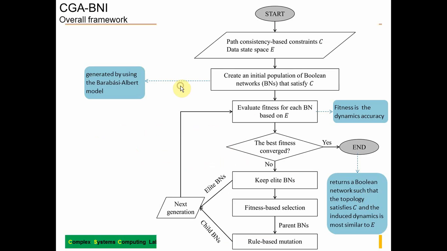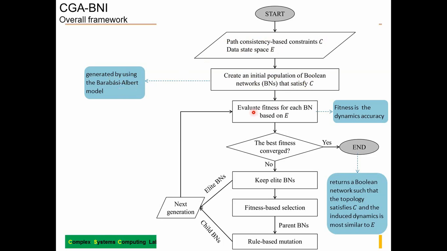About our framework. Our framework will use two kinds of input. The first is path constraint C and the next is the test Boolean E. In the first step, we will read an initial population of Boolean networks that satisfy constraint C. The networks are generated by using the Barabasi-Albert model.